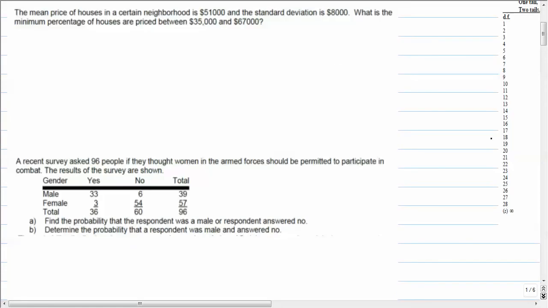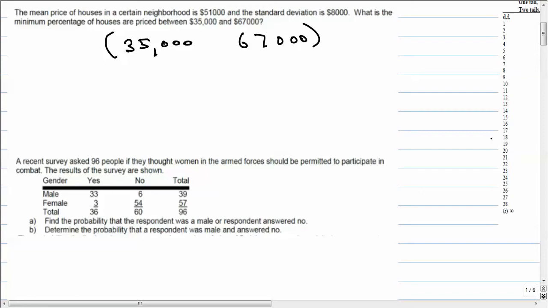Second problem, the mean price of a house in a certain neighborhood is $51,000 and the standard deviation is 8,000. We want to know what minimum percentage of houses are priced between 35,000 and 67,000. So we're trying to determine what percentage of homes have a price between 35,000 and 67,000. All right? Well, there are 2 particular things to consider when you're talking about a percentage being between 2 numbers of some interval. The empirical rule, the previous problem, because it was bell-shaped.